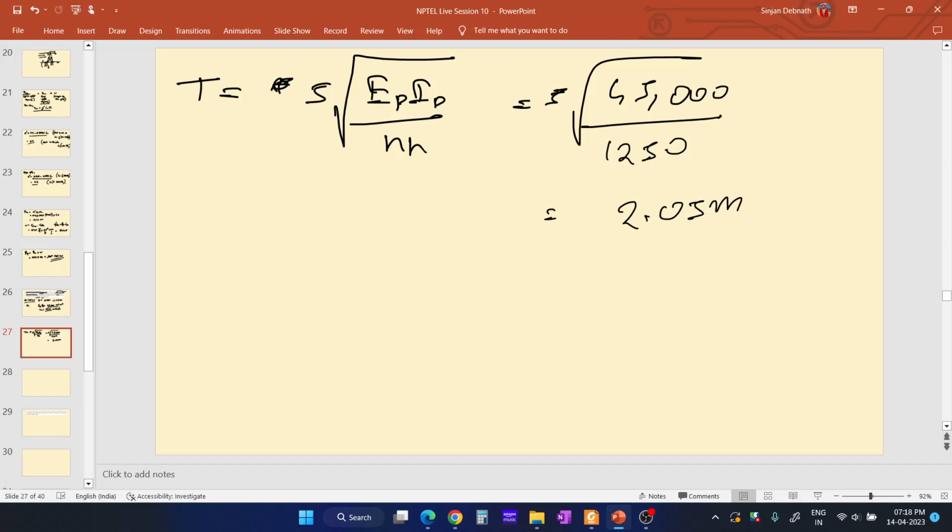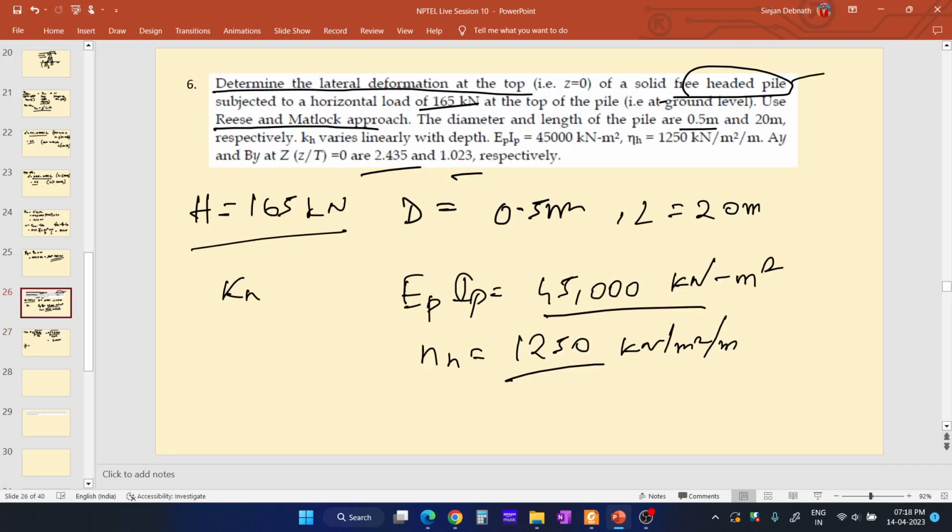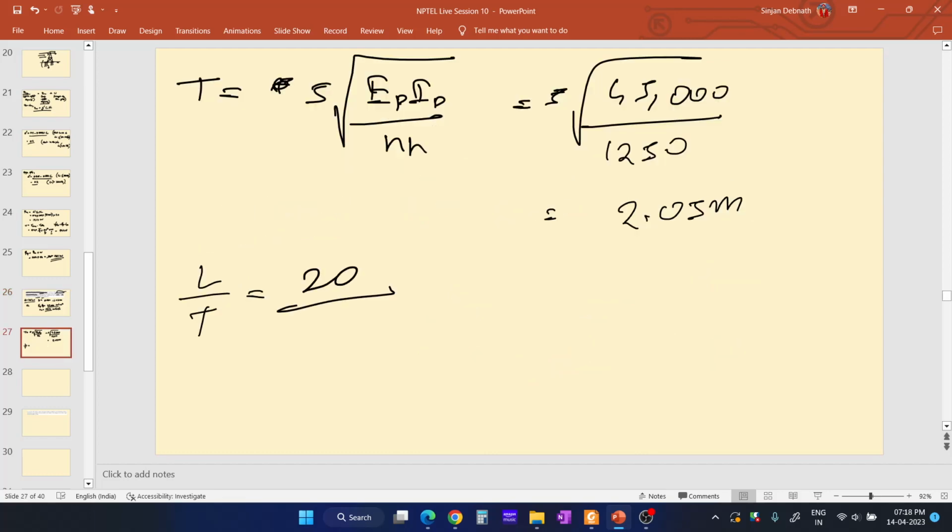Now we need to make sure that it is a long pile. So we need to find out the value of L by T. The length of the pile is 20 meter, and T is 2.05. If you calculate this, you will get the value of L by T, which is around 9.8. And it is obviously greater than 4 or 5, so that means it is a long pile.